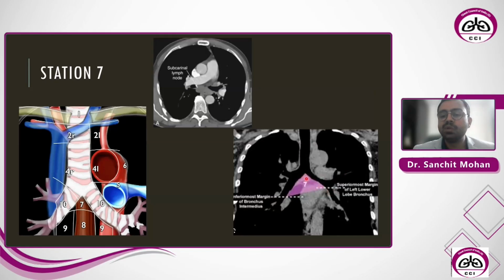So anything just below the carina is the upper boundary of the station 7 lymph node, and the lower border of the station 7 lymph node on the right side is formed by the lower border of bronchus intermedius, and on the left side it is formed by the superior border of the left lower lobe bronchus. Below the station 7 you are able to get the left atrium. So station 7 is basically above the left atrium.